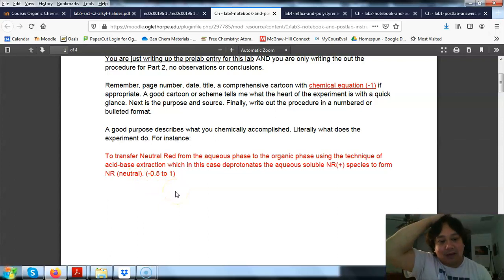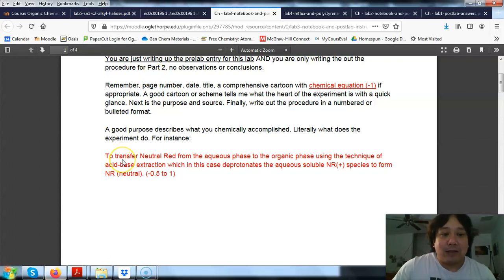Again, the purpose is not to appreciate acid-base extractions. The purpose is not to understand that charged molecules go into the aqueous phase and neutral molecules go into the organic phase. The purpose has to tell me what you are doing and why you are doing it. What is actually happening? What is actually being done, recorded, measured?